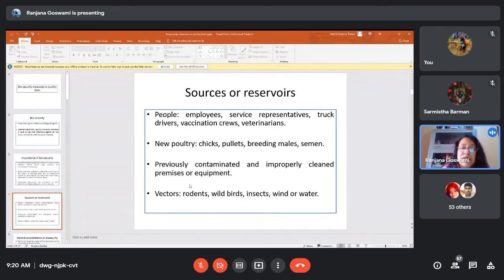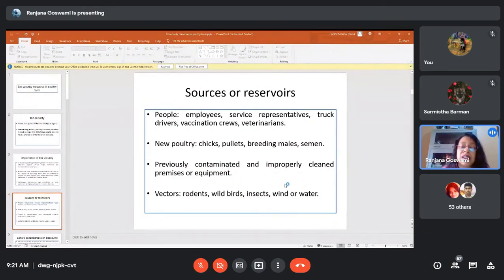Thirdly is the previously contaminated and improperly cleaned premises or equipment. Suppose you are rearing broilers, one batch you have sold out, and you bring in new chicks and keep them without disinfection of the room or the litter material. Previously, when you were rearing the birds, some coccidiosis or E. coli infection might have occurred, and you dispose of the birds and, without disinfection and changing of the litter material, you keep the new birds. Those types of things should be avoided.